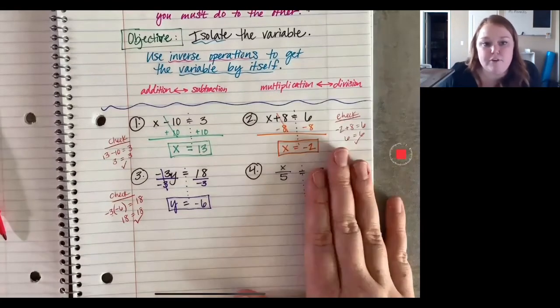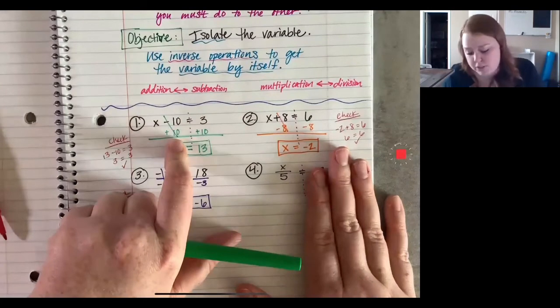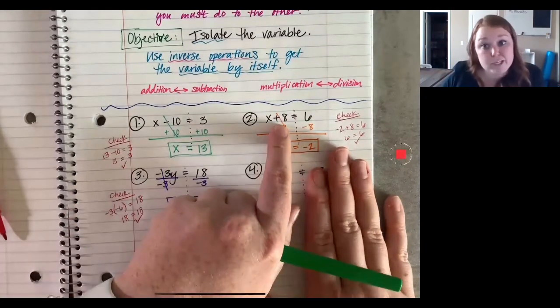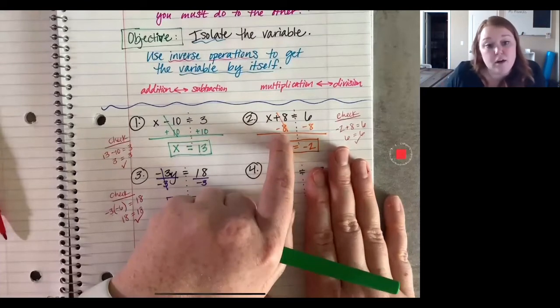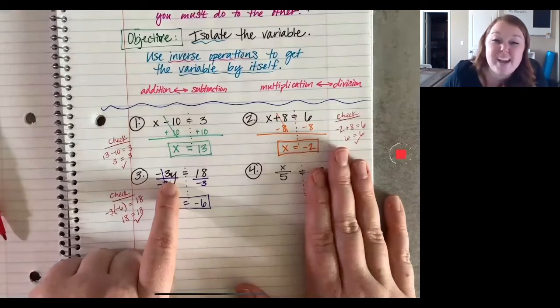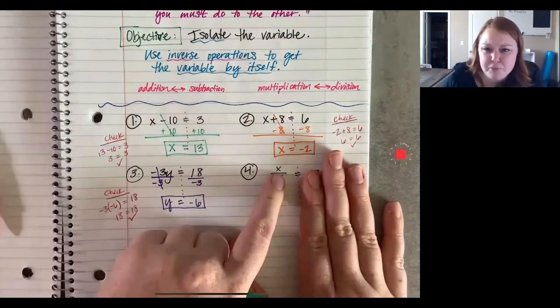I always ask myself that. Up here, my variable was subtracting 10. So I decided to add 10, do the opposite. Here, the variable was adding 8. So what did we do? We subtracted 8. Right here, our variable was multiplying by -3. So we did the opposite. We divided by -3.